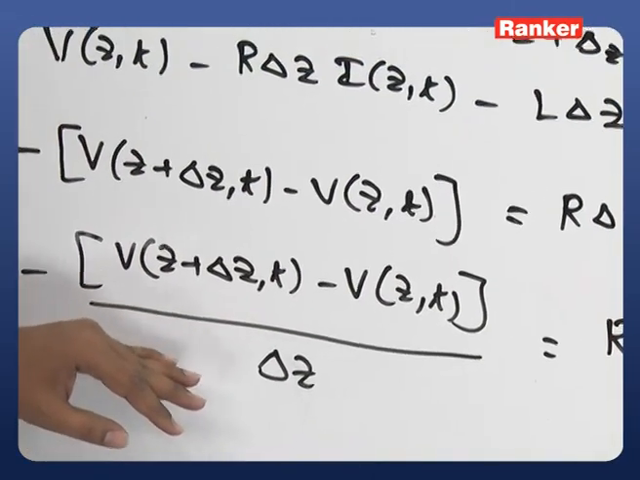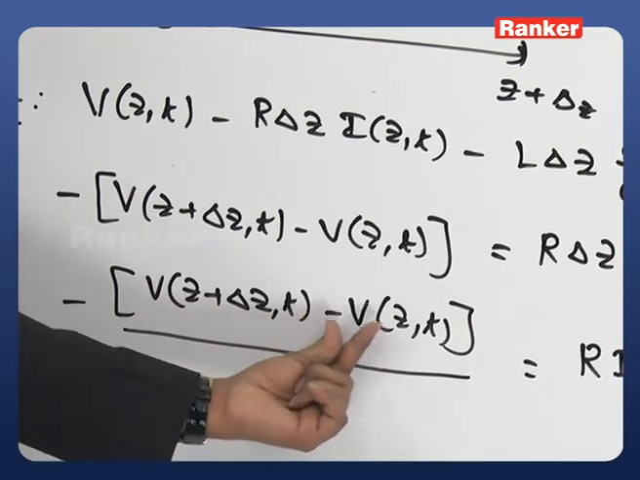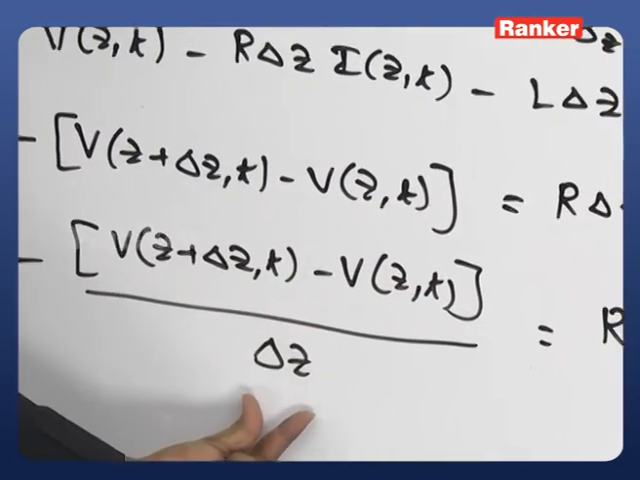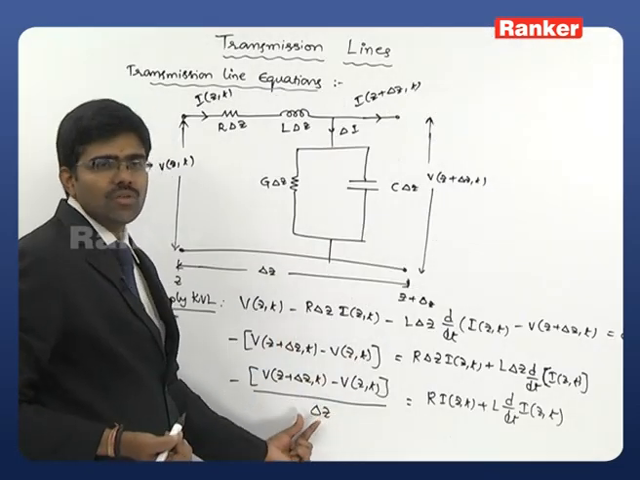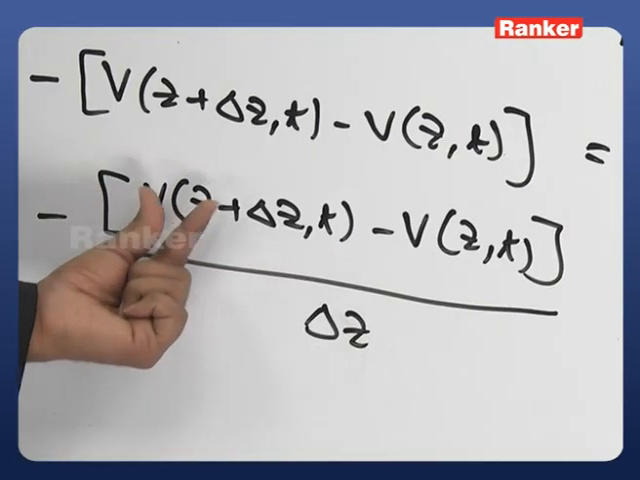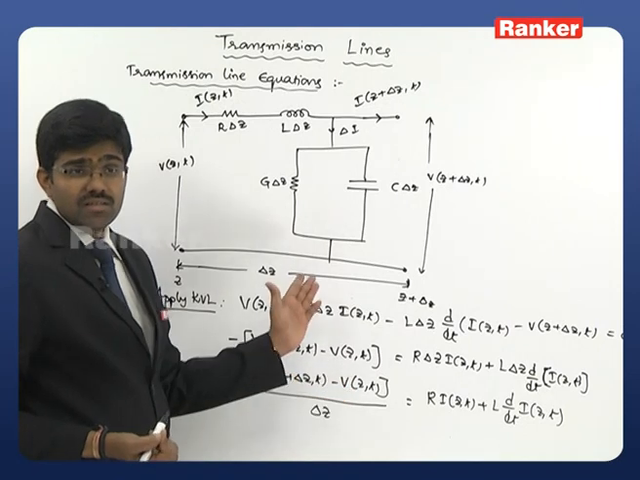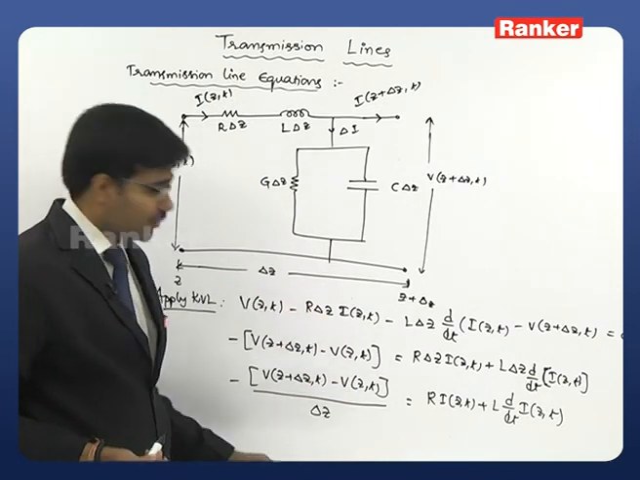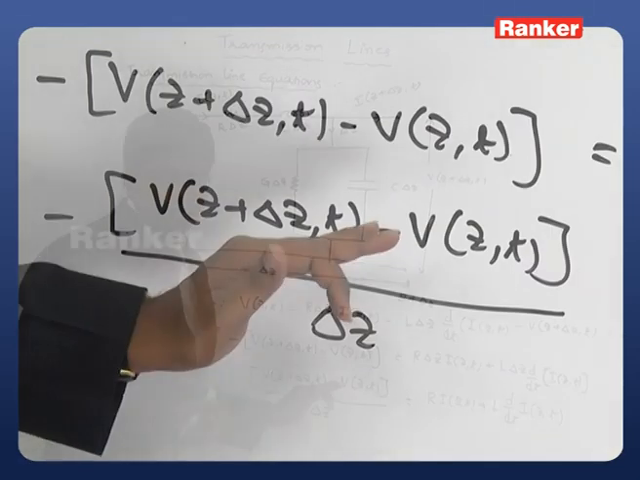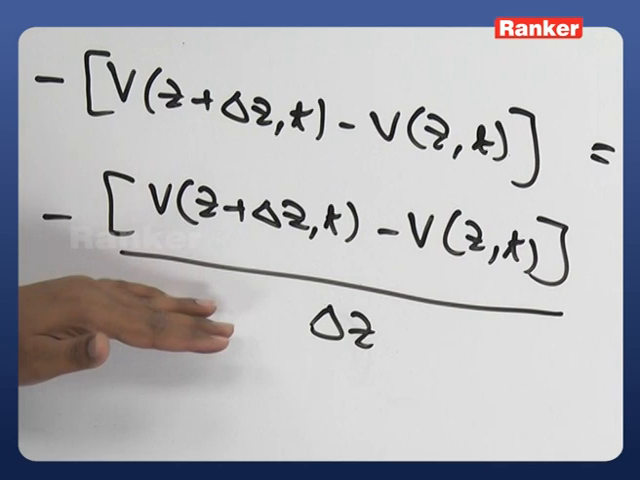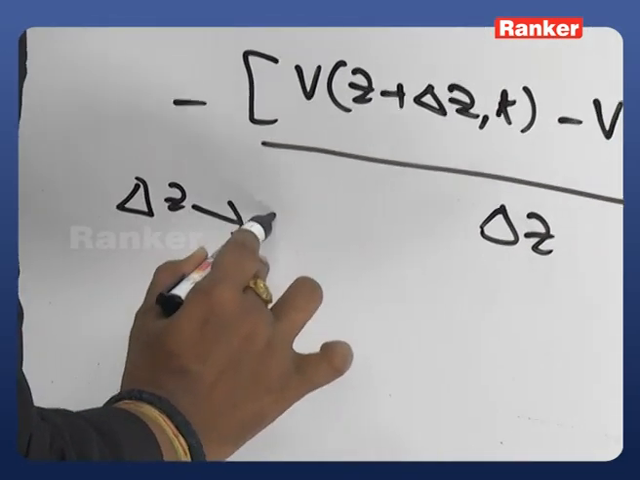Now go to your mathematics foundations: whenever you have this form, V of z plus delta z comma t minus V of z comma t divided by delta z, if you apply delta z tends to 0, this becomes the differential form of this particular function. That is, f of x plus delta x minus f of x divided by delta x as delta x tends to 0, just correlate with that one. Then I am applying delta z tends to 0 on both sides to get that particular form. Just I am writing here delta z tends to 0.